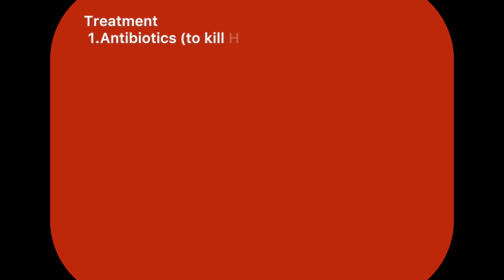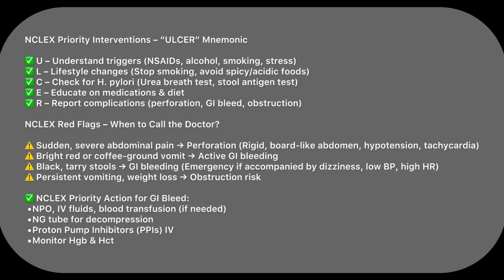are used. And in NCLEX questions, in case study type questions, we can get different case studies on peptic ulcer disease. So for that, we need to understand the important nursing interventions. We can memorize that by the ulcer mnemonic. First of all, we need to understand the triggering agents like NSAIDs, alcohol, smoking, stress, and lifestyle changes are important in this case: stopping smoking, avoiding spicy acidic foods.